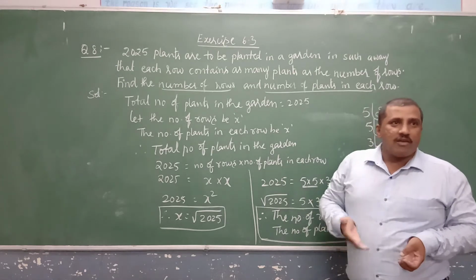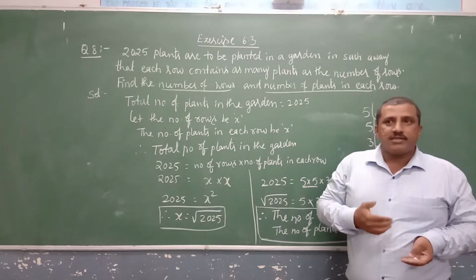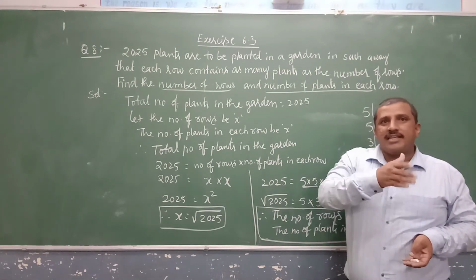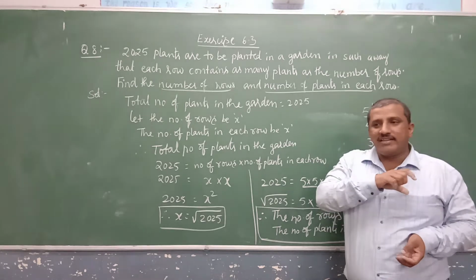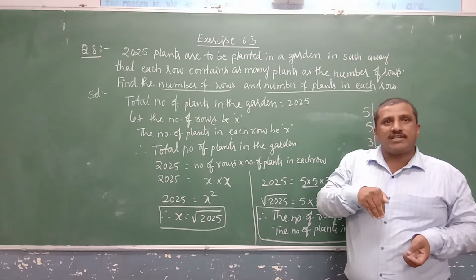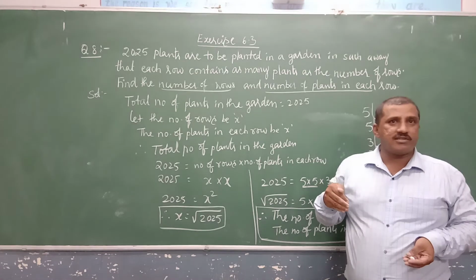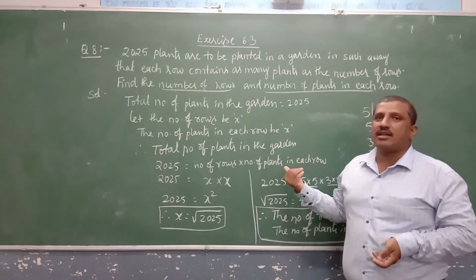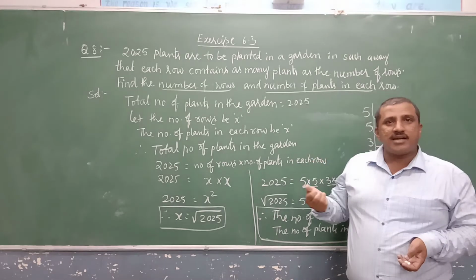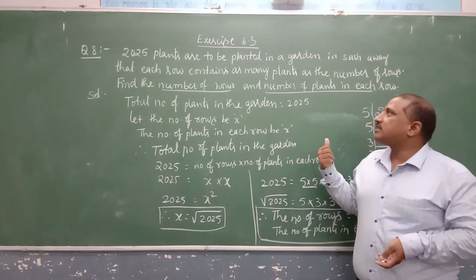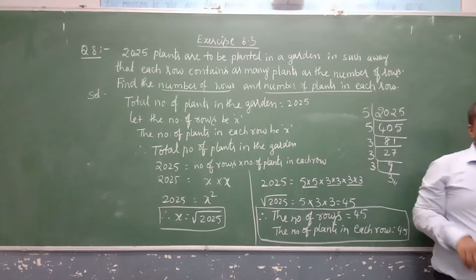And also when we go for PT drill, our PT master will ask us to stand in a number of rows. He will say the number of rows should be equal to the number of students in each row. In such a situation we will find how many rows are there and how many students are standing in each row. So this kind of problems we will discuss in this way.